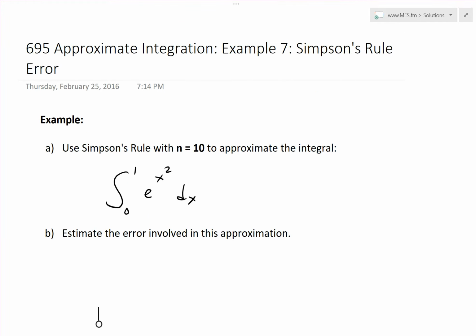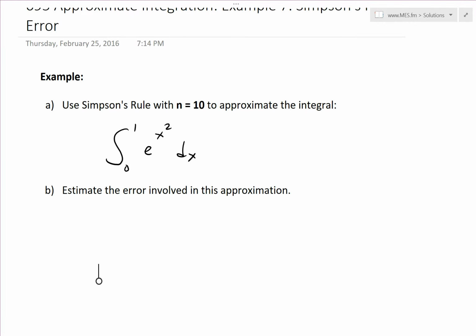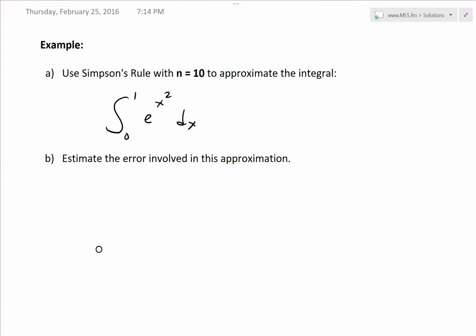Today we're going to discuss further into approximate integration and look at example 7, which again uses Simpson's rule error. This example states: use Simpson's rule with n equals 10, or 10 subintervals, to approximate the integral from 0 to 1 of e to the x squared dx. And part B says estimate the error involved in this approximation.